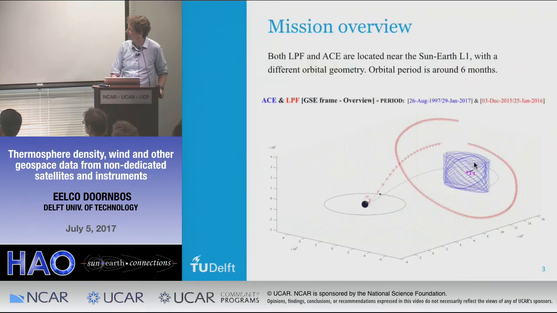Here you can see ACE orbit over its entire mission duration until January of this year. And then LISA Pathfinder we only have a couple of months of data. And in the end, we will only have a year and a half. Sorry? What happened to that? So the mission was over.